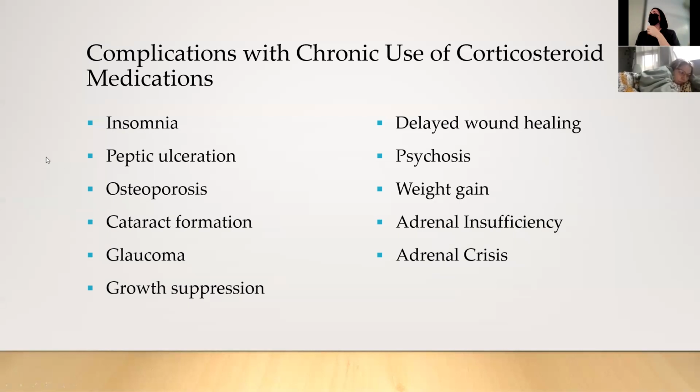But here are some other complications of chronic corticosteroid use: insomnia, so sleep issues, peptic ulcerations, osteoporosis, cataract formation, glaucoma, so things with the eyes, growth suppression, so this would probably be with younger kids, delayed wound healing, psychosis, weight gain, adrenal insufficiency, which can be a problem, we'll talk about that, and adrenal crisis, which can also be a big problem.